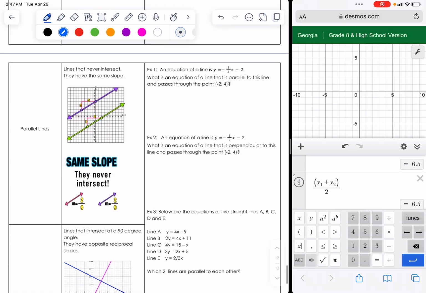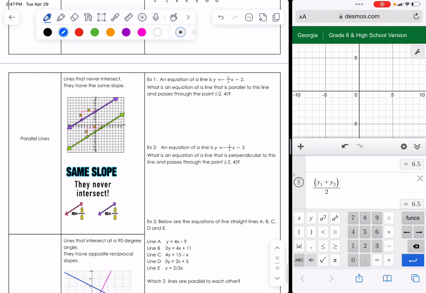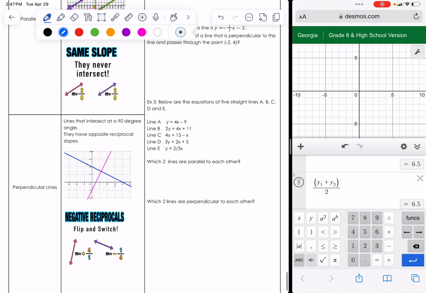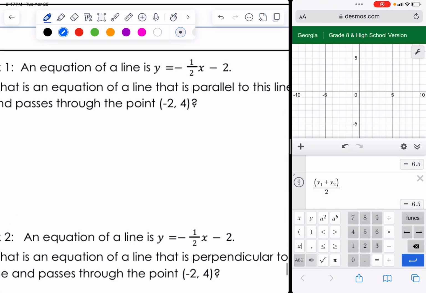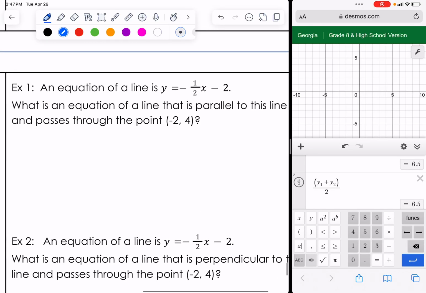Let's continue on. Parallel and perpendicular lines. We know that parallel lines have the same slope, and we know that perpendicular lines have opposite reciprocal slopes. So let's go through this and review. So here we have an equation. It's given to us in slope-intercept form.